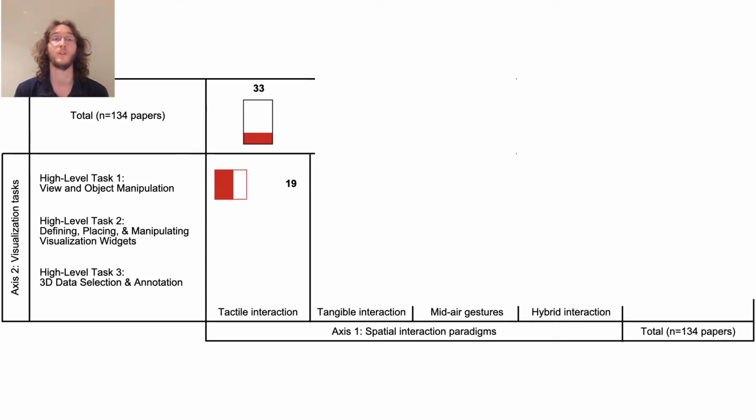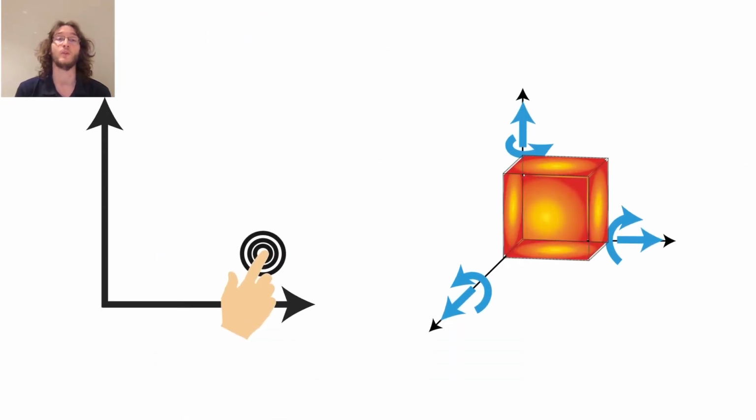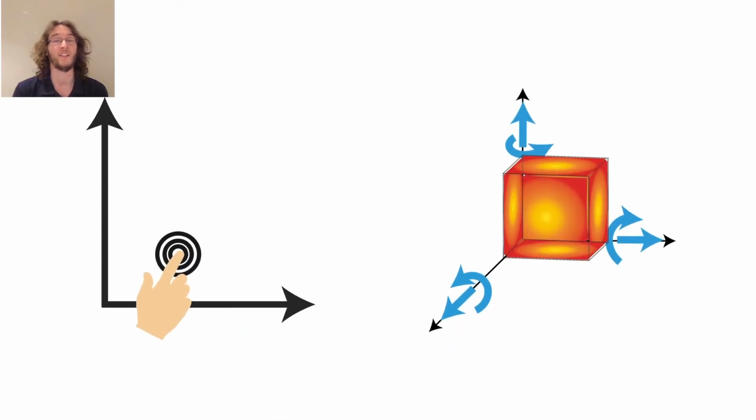If we consider the first task of view and object manipulation, we found 90 techniques that allowed it. One of the issues with touch interaction is that it is inherently 2D, while we want to be able to manipulate objects in 3D. That includes rotation around all axes, translations along all axes, and sometimes zooming as well. The HCI community solved this issue with the help of different mappings, such as the following one.